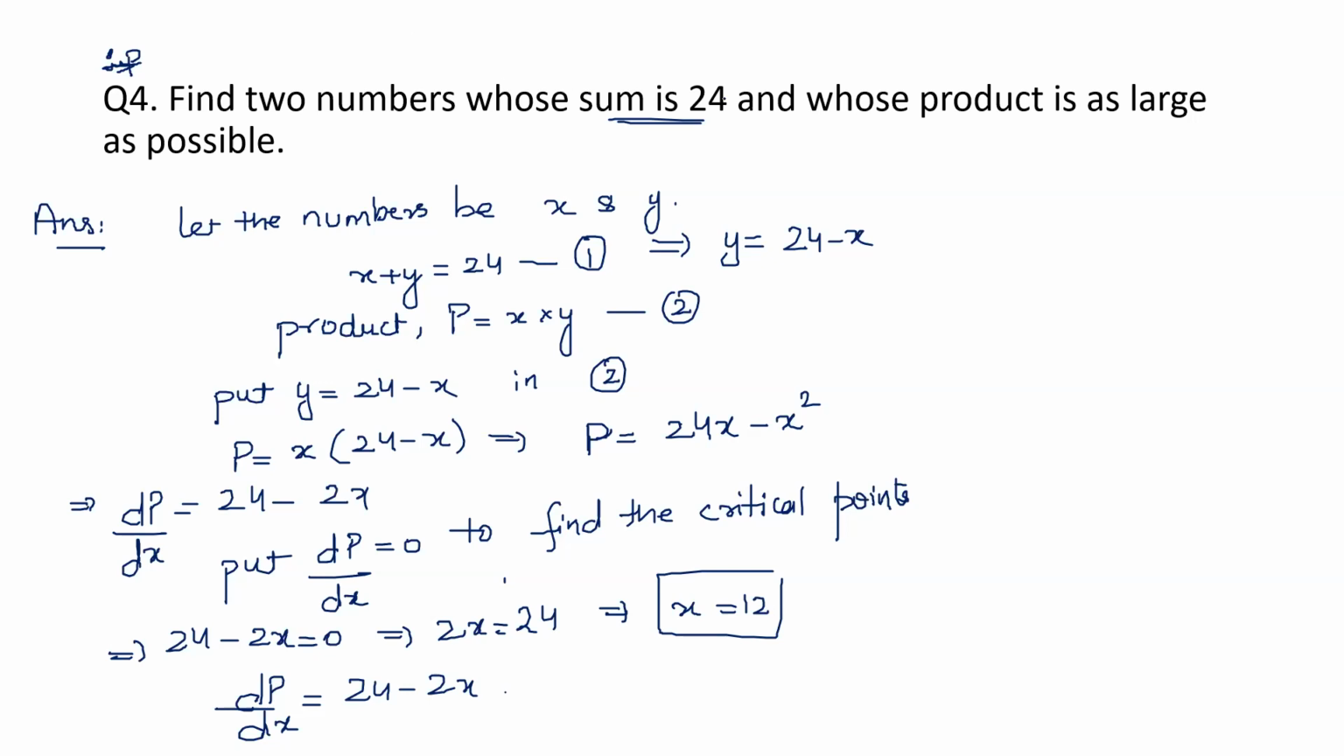They're saying find two numbers. Okay, Abdul, they're saying find two numbers whose product is as large as possible. So we just need to find the numbers. They're not saying that find the maximum value of the product. Okay, they're saying product should be maximum, but they're saying find two numbers. Is it fine, Abdul? Yes, sir. Okay.